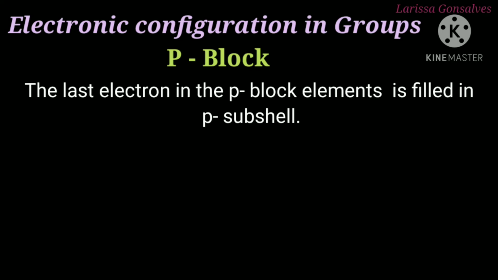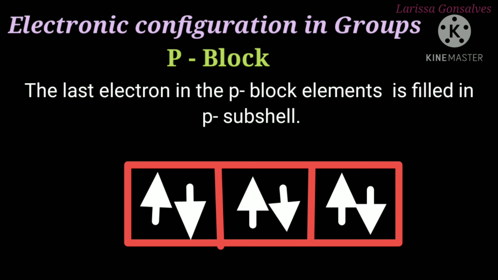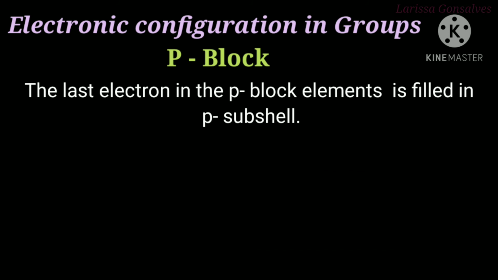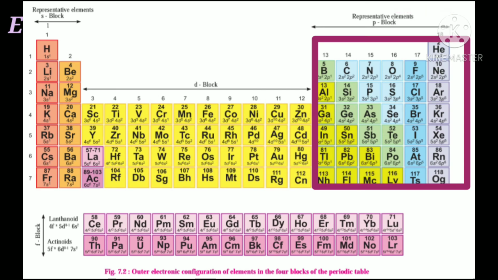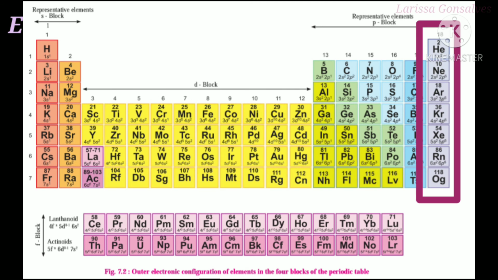Next is the p block. Now here the last electron is going to be filled in the p subshell. We have studied that there are 3 degenerate p orbitals, that is px, py and pz. The capacity of the p subshell is to take up to 6 electrons. So the elements which belong to the 6 groups, that is group 13, 14, 15, 16, 17, 18, form the p block. If you observe the modern periodic table, the p block appears on the extreme right. The p block ends with group 18, which represents the family of inert gases or noble gases.